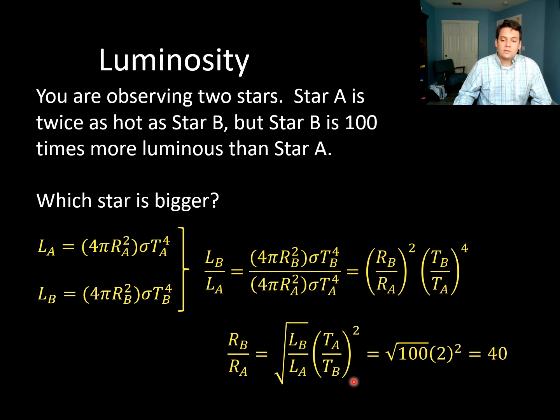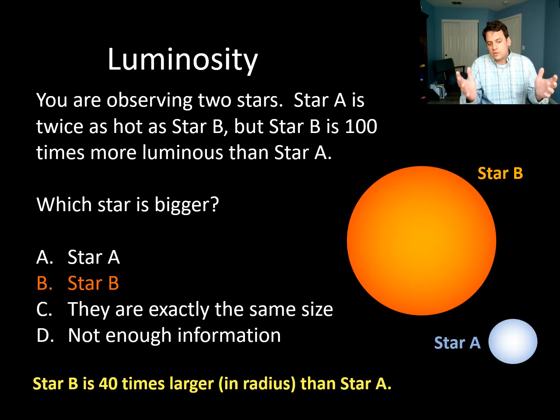Plugging in the numbers, we stated at the outset that star B is 100 times more luminous than star A, so we have the square root of 100 here, and T_A is twice T_B, so we have a factor of 2 here. Do the math, and we find that R_B over R_A is 40. So we've answered the question: star B is 40 times as large as star A in radius. In volume, it would be 40 to the 3rd power times larger, so it's much, much larger in volume. It's 40 times as large in terms of the radius. And so that's the answer.